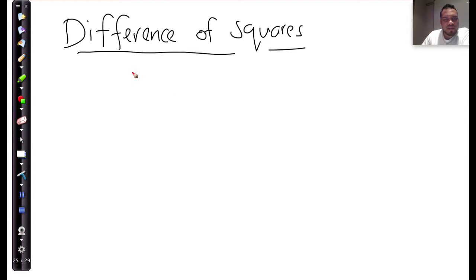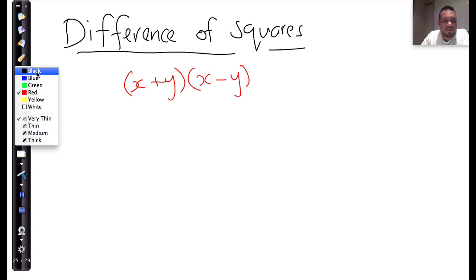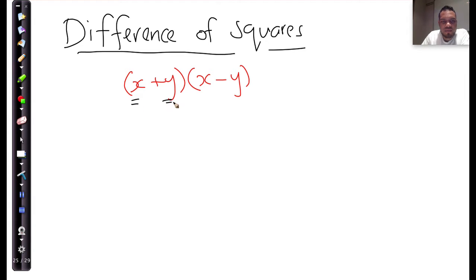Well, I'm going to give you a clue. When we have a factor x plus y multiplied by a factor x minus y, what is the difference between these two factors? If you look at the first factor, it has two terms. The one term is x and the other term is y. The second also has an x and a y. But the x over here is positive and the x over here is positive. The y on this side is positive, but the y on this side is negative.